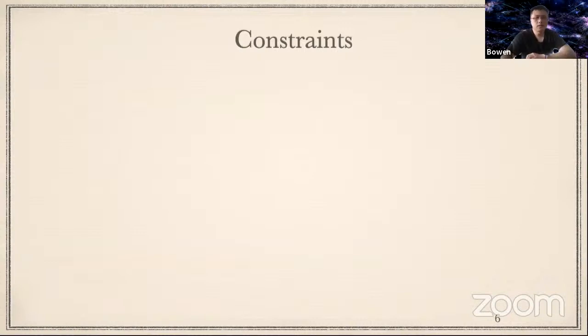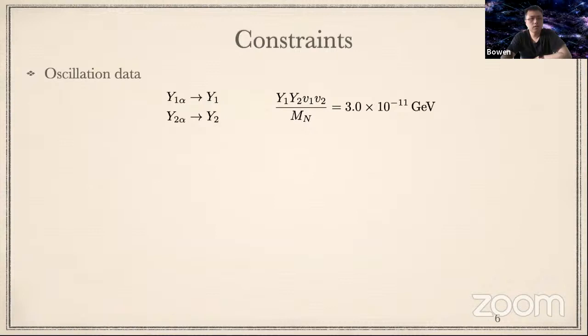Then let's look at the constraints. We have a lot of free parameters in the model, so we need some constraints to constrain the parameters. The first one we consider is the oscillation data. With the oscillation data, the Yukawa couplings in the type 1b seesaw model can be reduced to overall factors, namely y1 alpha to y1 and y2 alpha to y2. And the overall factors satisfy this equation.